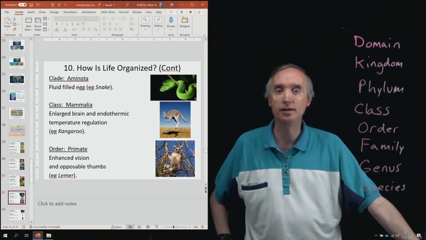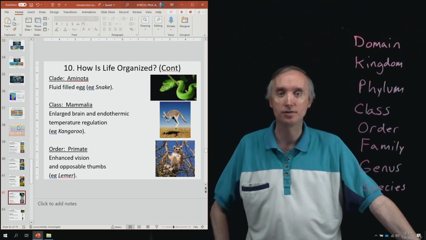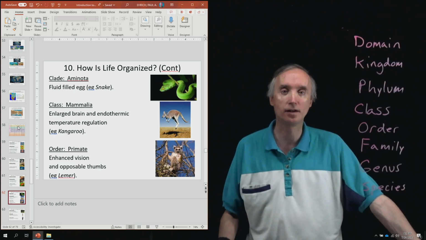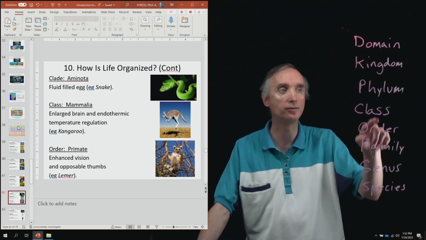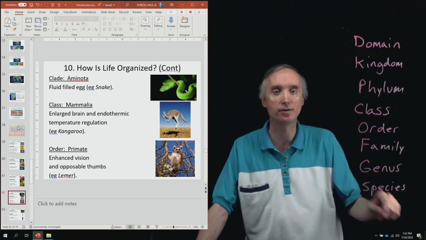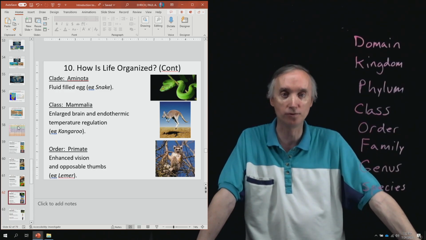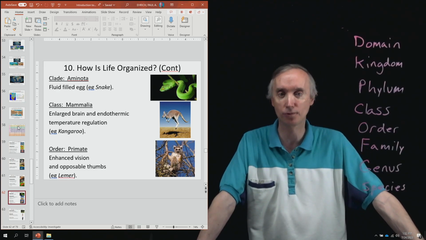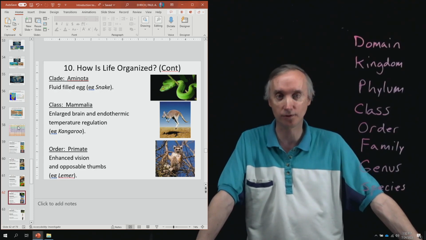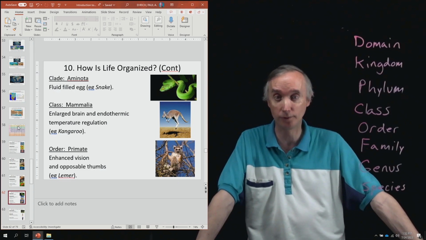Okay, now it is Amniota, so it has a fluid-filled egg like a reptile, or in this case like a snake. It's in the class, so now we've gone from phylum to class, and it's in the class of mammals. It has an enlarged brain and endothermic temperature regulation. That means if it gets hot, it can sweat so it can cool down. If it gets cold, it can shiver, so its internal temperature can go up.